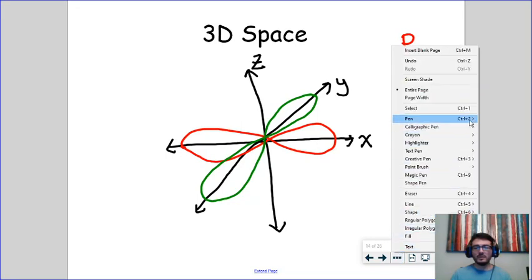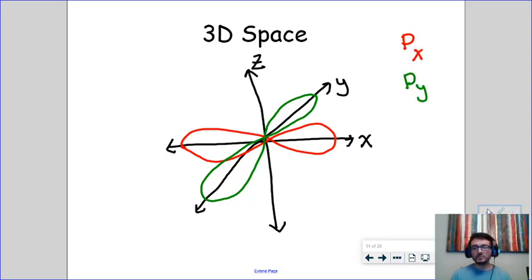Then let's use a different color. Let's try blue. Then in your pz orientation, you have another dumbbell shape.